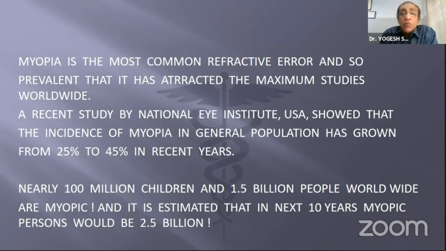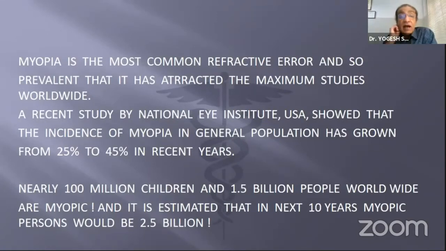Myopia is the most common refractive error and so prevalent that it has attracted the maximum studies worldwide. A recent study by the National Eye Institute, USA showed that the incidence of myopia in the general population has grown from 25% to 45% in the last decade. Nearly 100 million children and 1.5 billion people worldwide are myopic. And it is estimated that in the next 10 years, the number of myopic persons would be 2.5 billion.